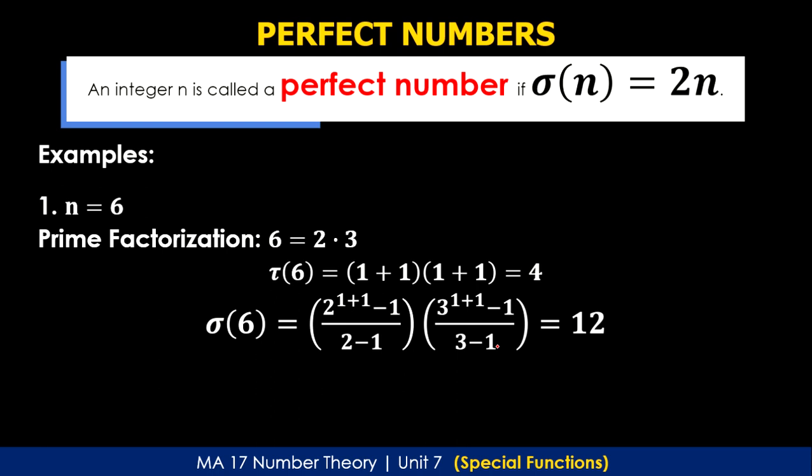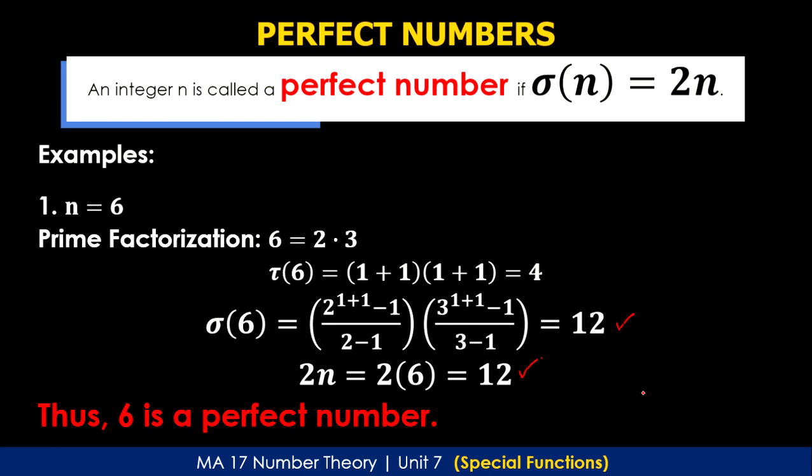So now, let's have the twice of that number. 2 times 6, that's 12. As you can see, that's true. The sum of the positive divisors is 12, and twice that number is also 12. So in this case, we can say that 6 is a perfect number.